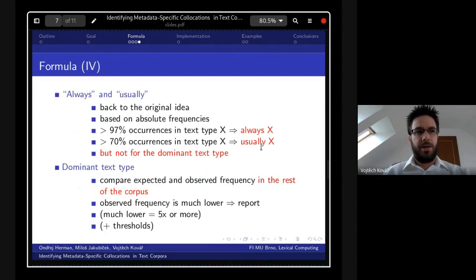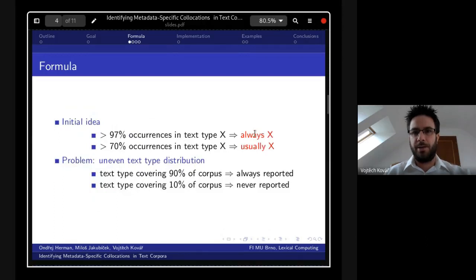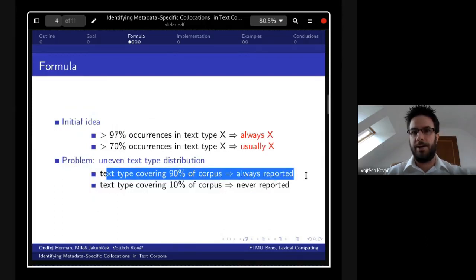However, we haven't given up the labels that we started with, always and usually. Rather than that, we returned back to the original idea and based these labels on absolute frequencies, which is as listed here, with one exception, and that is the dominant text type. If there is a text type covering more than 50% of the corpus, we would simply take it out from this evaluation, by which we avoid this problem listed here.